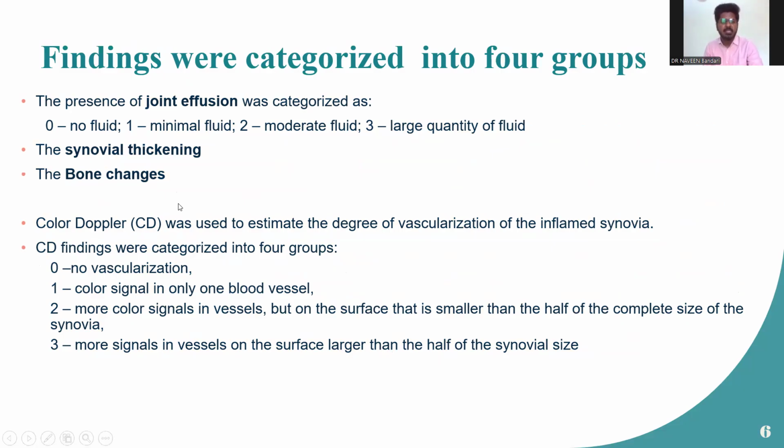Color Doppler findings were used to estimate the degree of vascularization of the inflamed synovium, and we characterized those findings also into 4 groups. If the inflamed synovium had no vascularization, it was given group 0. If the thickened synovium has minimal vascularization, with only one blood vessel supplying it, it was given group 1. If the thickened synovium has more blood supply, but less than half of the thickness of the inflamed synovium, it is given group 2. And if it has more vascularization, occupying more than half the thickness of the thickened synovium, it was given group 3.